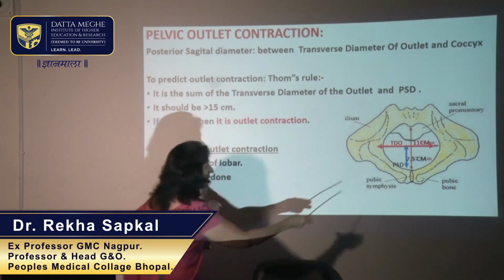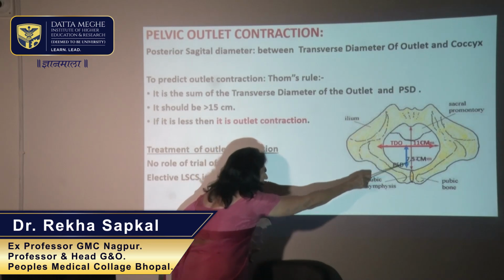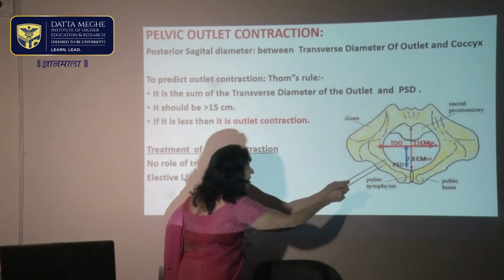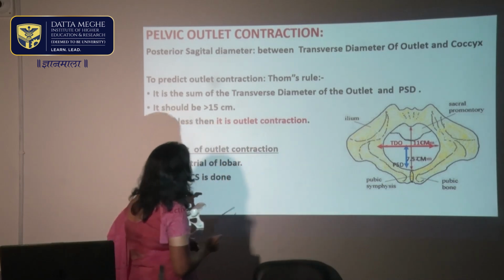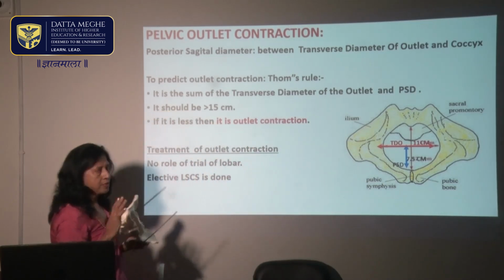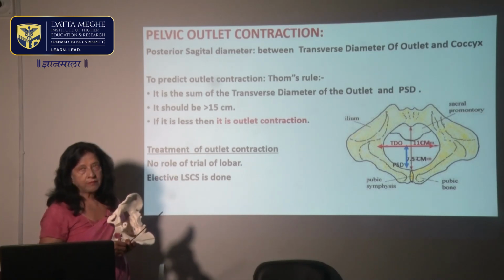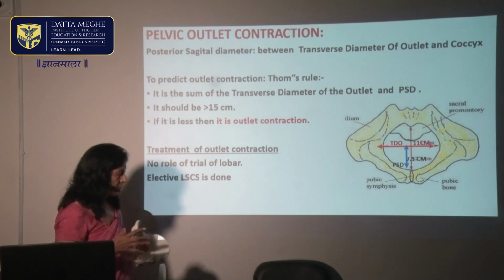So, this is the posterior sagittal diameter of the outlet, this I have to measure, this I have to measure. The sum of the two should be more than 15 centimeter. If it is more than 15 centimeter, then it is adequate. If it is less than that, then it is an outlet contraction.